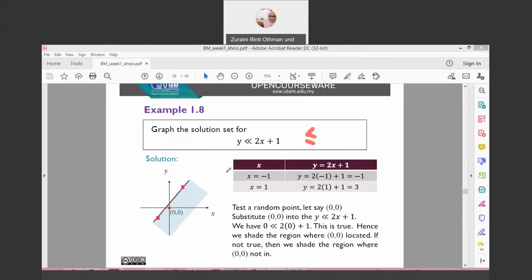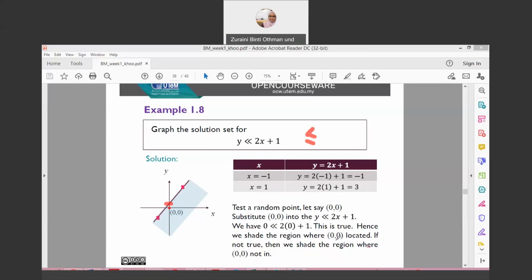Okay, so now how can we find this graph? Okay, find two points. Okay, here the solution state that as a random point, let's say 0, 0. When we put x is equal to 0, y is equal to 0, we know that our y-intercept is at here, c ni kat sini. Maksudnya dia dekat 1, dekat sini. Dia bersilang dekat 1. This is true.